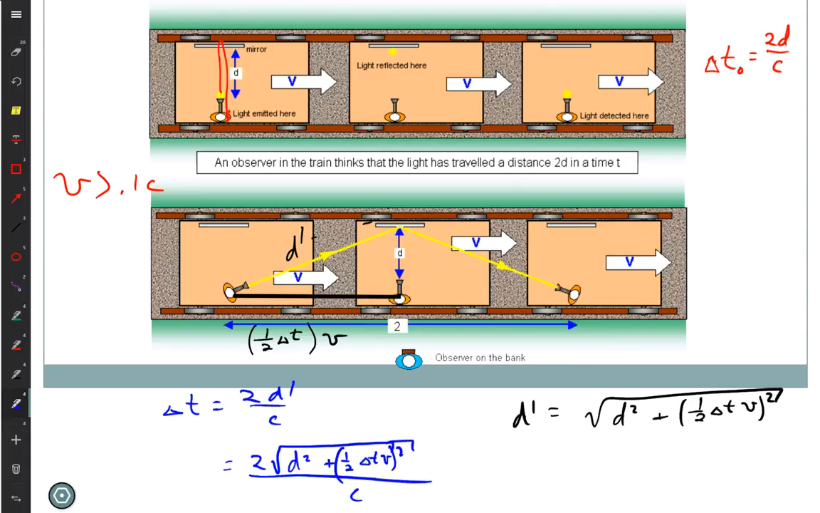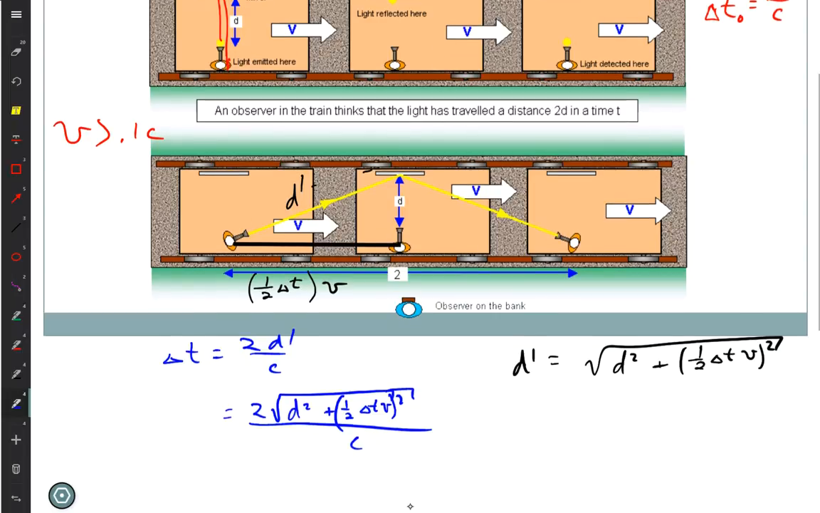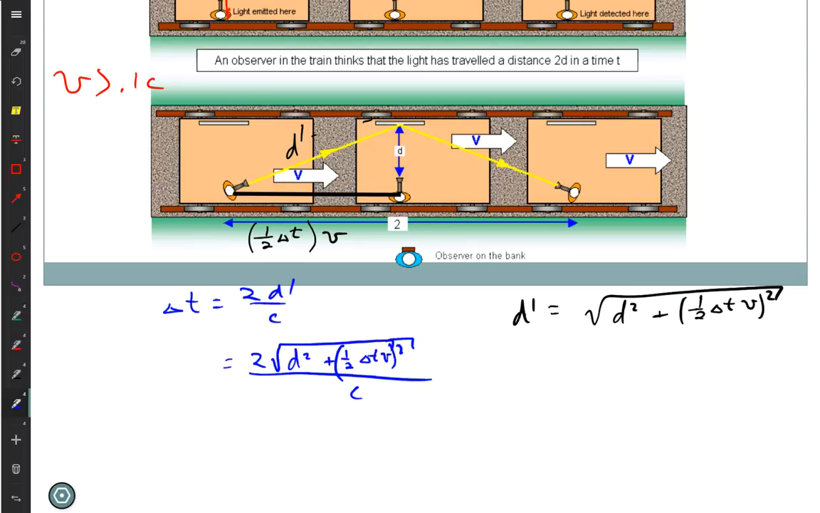Well, shoot. What do you notice about this equation that makes it a little bit of a nuisance to solve for delta t? There's delta t in there twice. So what I'm going to do is square both sides. So delta t quantity squared. Actually, let's multiply the c across.